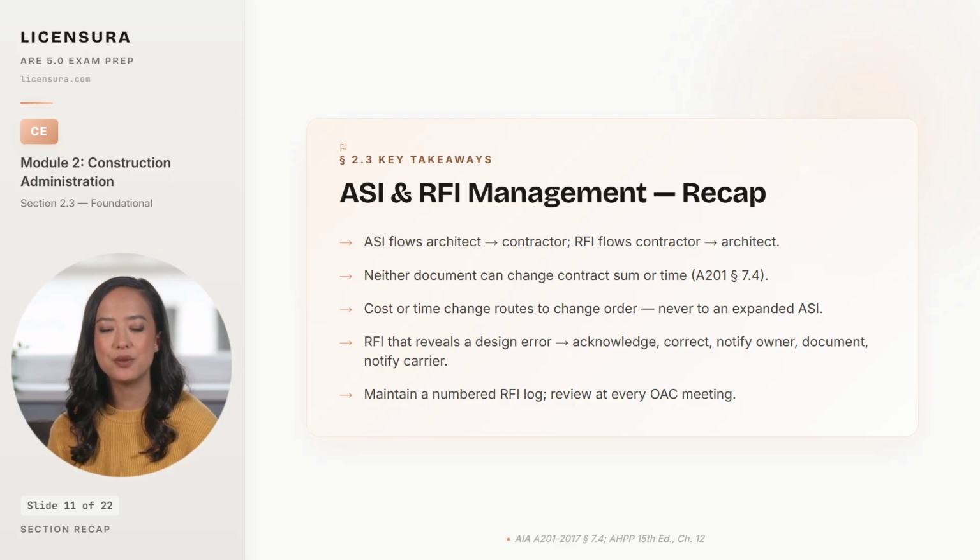When an RFI reveals a design error, the 5-step sequence is acknowledge, correct, notify owner, document, and notify the professional liability carrier for significant errors. And the discipline that holds the system together is a numbered RFI log, reviewed at every owner-architect-contractor meeting, so nothing falls through the cracks and becomes the basis of a contractor delay claim.